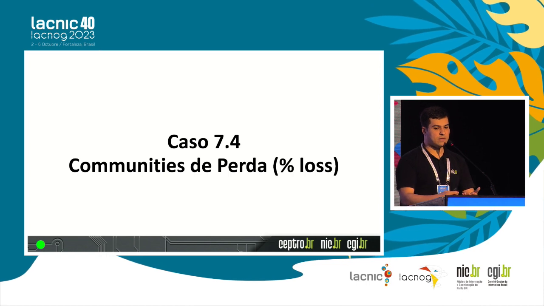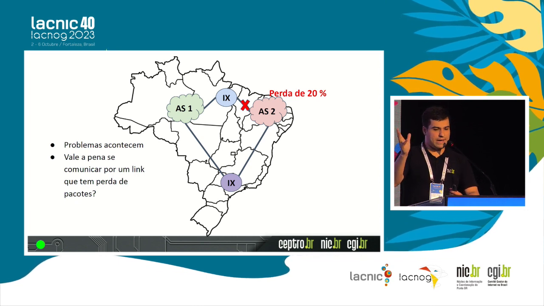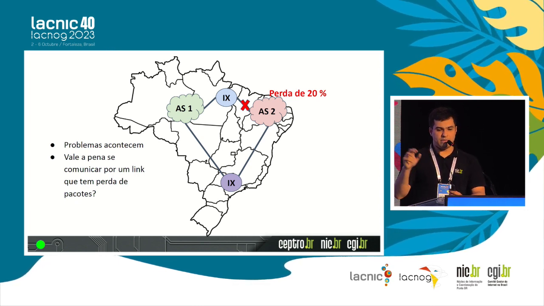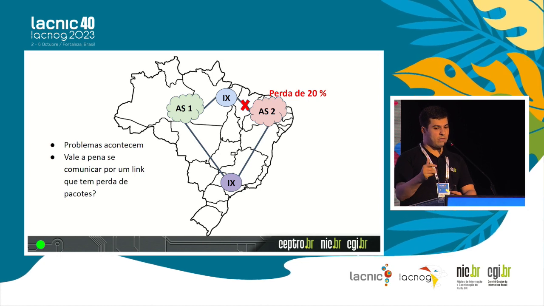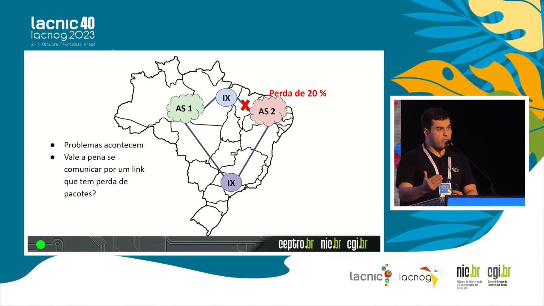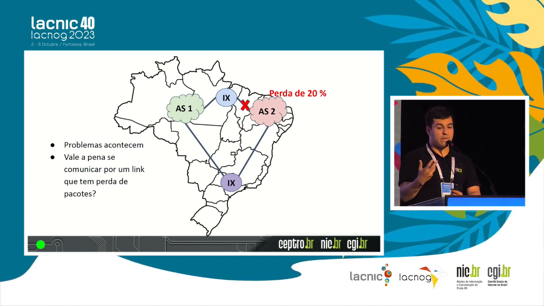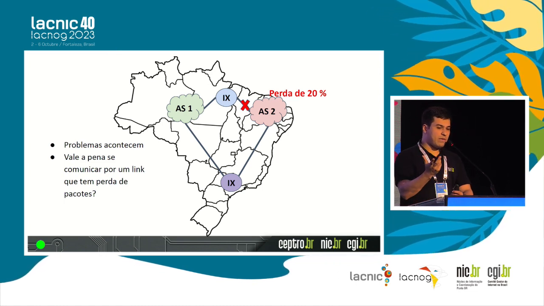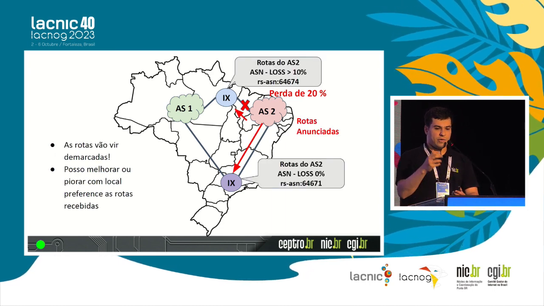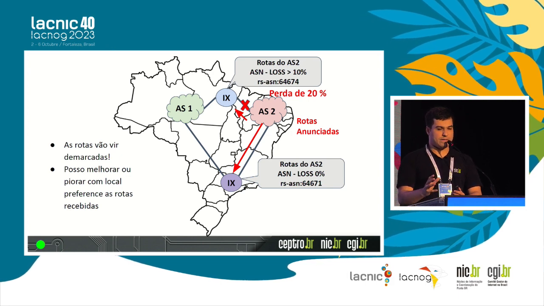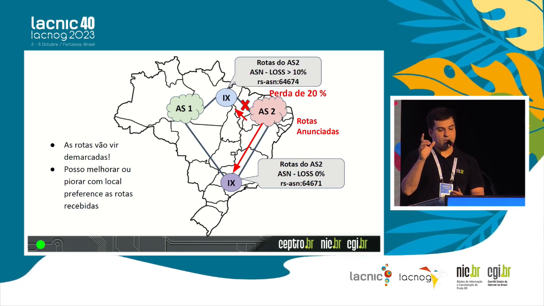In addition to RTT, we can also consider the loss communities. So problems do occur, and the AS2 has communication with the IX, which is way up in the north and has problems. There is a 20% packet loss. So this is quite bad already. So there will be a lot of retransmission of packets, and even for the information that is going through. So they will ask whether it is worthwhile using a link that has such a big packet loss. So we can consider we're going to enter information in order to make decisions on the route I receive from that place.